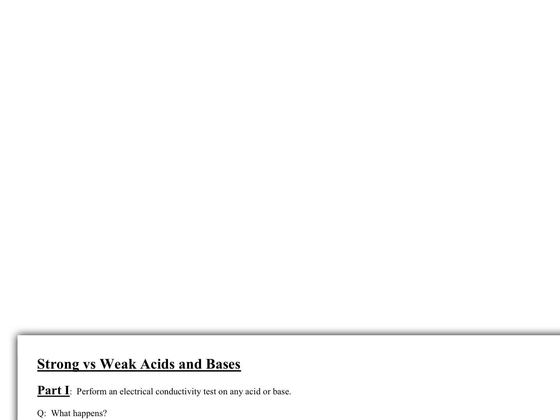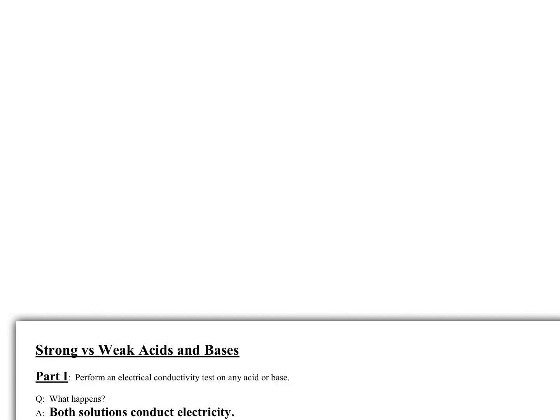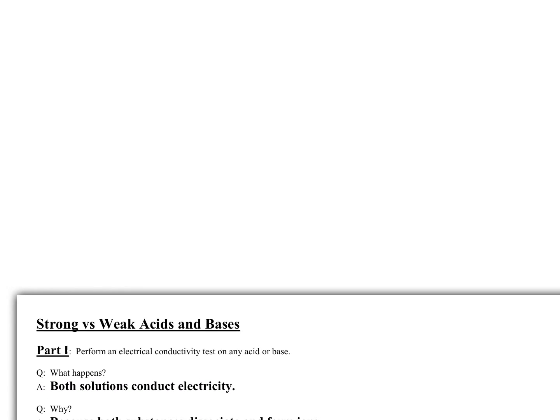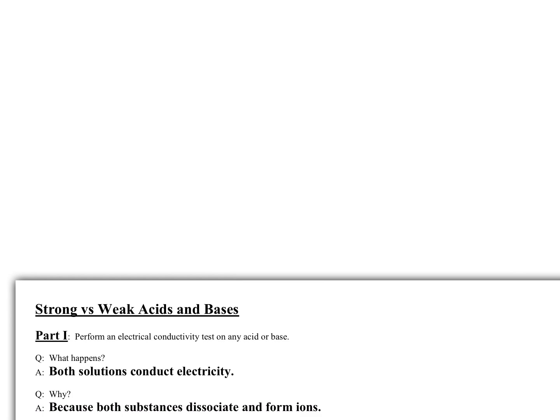If I was to perform an electrical conductivity test on any acid or base, what would happen? Well, it'll conduct electricity. Why? Because both substances dissociate to form ions. That's the basis of any acid or base. It either gives up a proton or it takes a proton, and in the process, it either creates a hydronium ion or it creates a hydroxide ion.